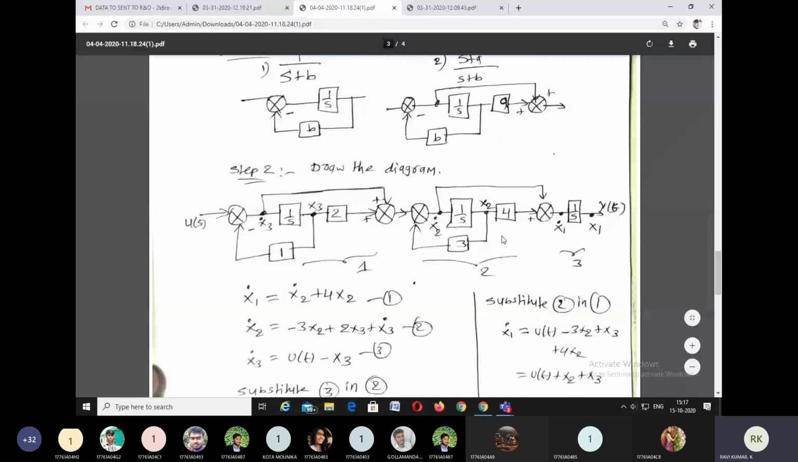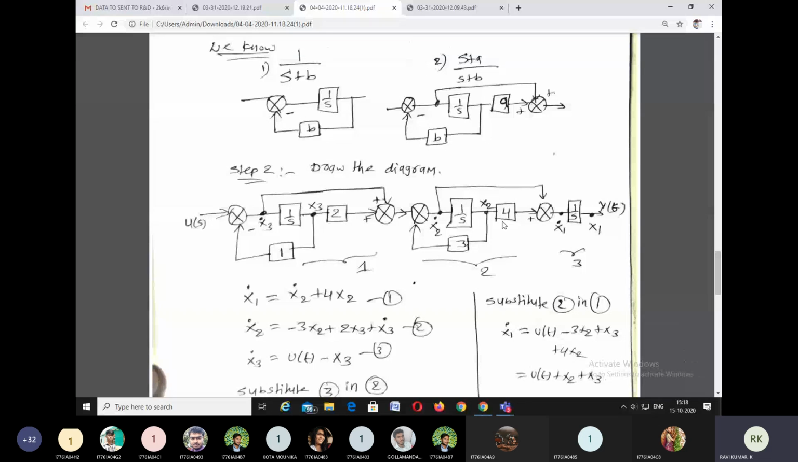Now here at every 1 by s output we have to assume the states. Important point: output of 1 by s, you assume the states first. That is, here x1 I am assuming as the output of 1 by s. x2 I am assuming at the output of 1 by s. And x3 I am assuming as the output of 1 by s here. x1, x2, and x3 I am assuming here. If it is x1, then the input of this integrator is x1 dot. If it is x2, it is x2 dot. If it is x3, it is x3 dot.